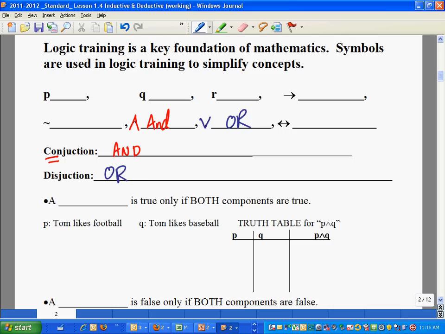Who's my two sports people again? Two sports, raise your hand. Okay, two sports, two sports, two sports. Okay, what are your two sports?